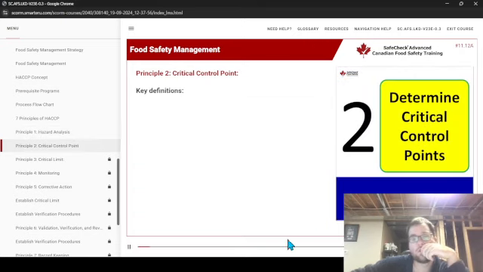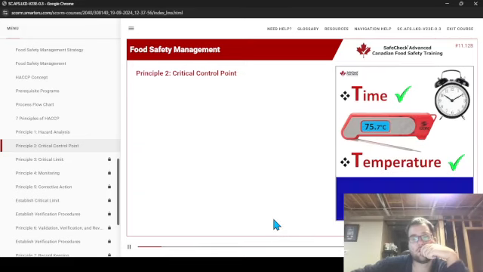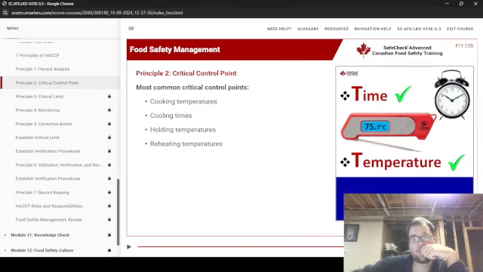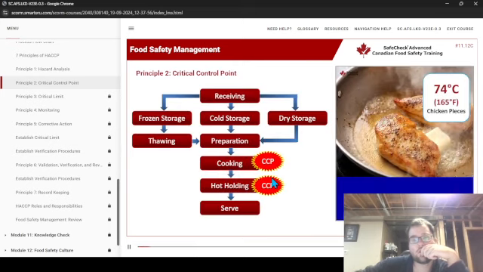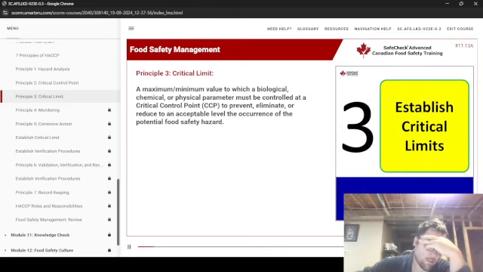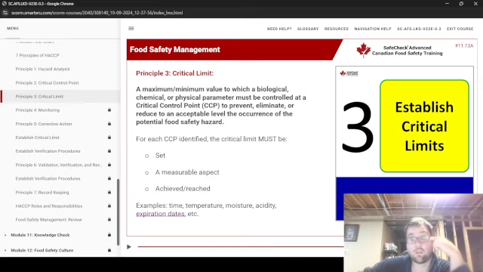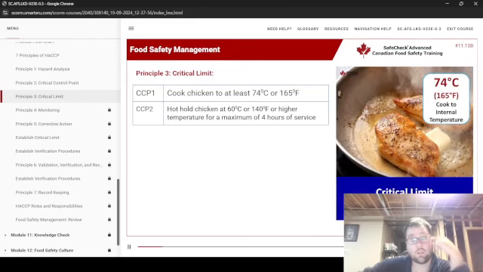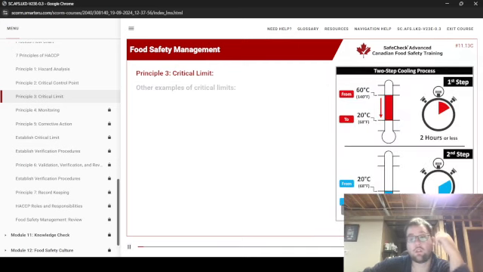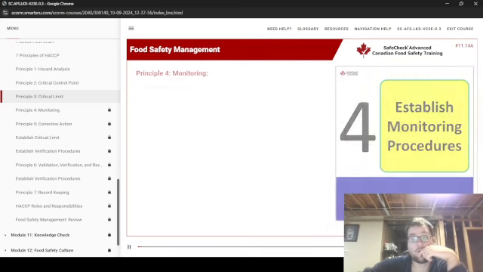In the second principle, we identify all control points. Let us now assess what the critical control points are for boneless chicken breast on our flowchart. There are 2 critical steps. A critical limit is a maximum or minimum value to which a biological, chemical, or physical parameter must be controlled. Continuing with chicken on our process flowchart, for the cooking step, or CCP1, ensure chicken is cooked to at least 74 degrees Celsius.